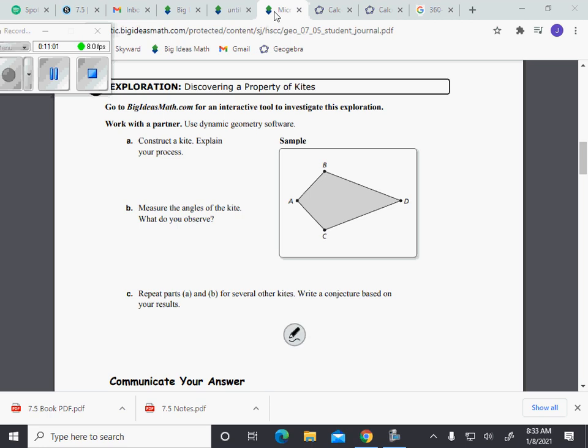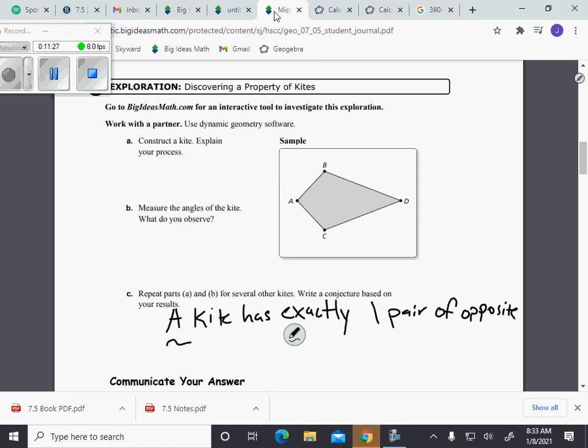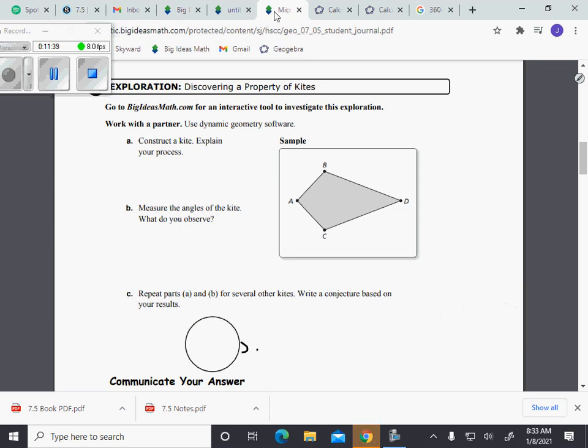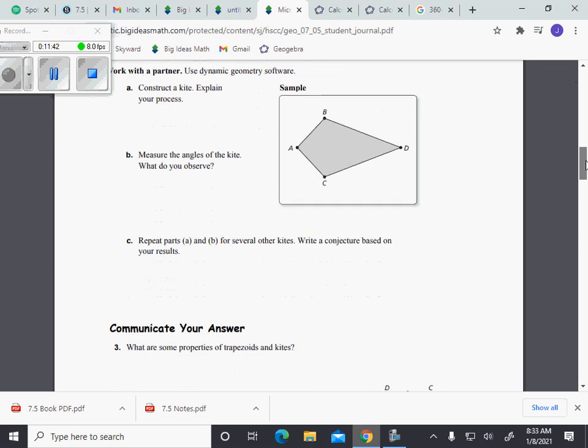Well, we can say that if it is a kite, then a kite has exactly one pair of opposite congruent angles. The kite has exactly one pair of congruent opposite angles. Okay, moving on.